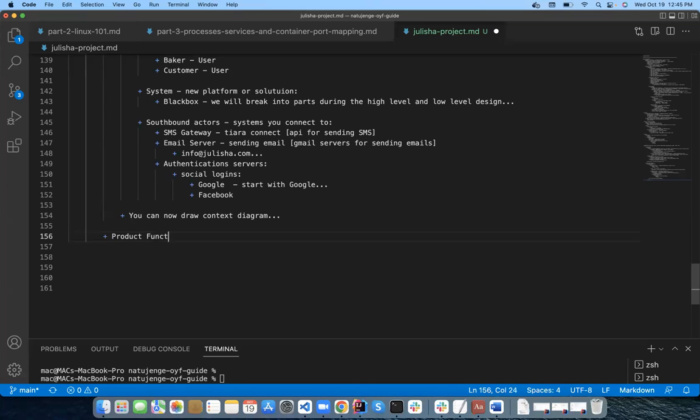So we have the product functions. Here is where we list the product functions as far as the user is concerned. You list them as user stories, just what a user can do. A baker should be able to place an order on the system. The nitty-gritties of placing an order we'll discuss later. Then you can say a baker should be able to record, to mark an order as delivered.